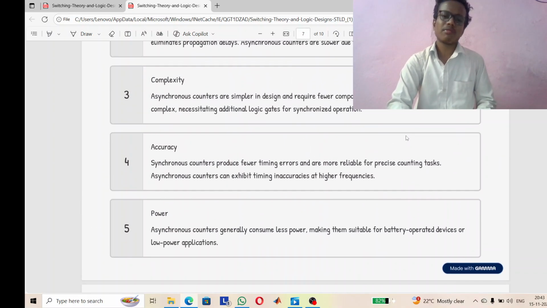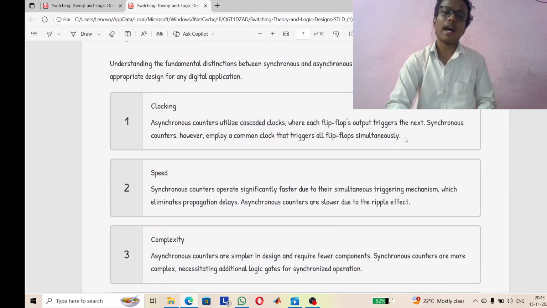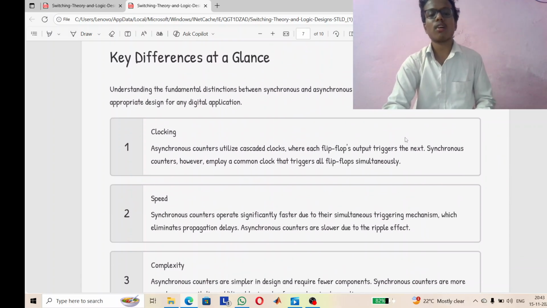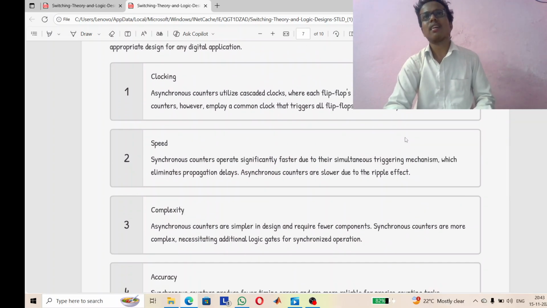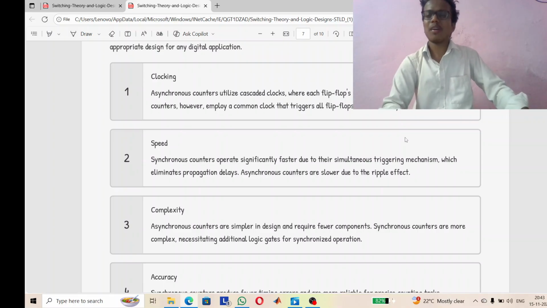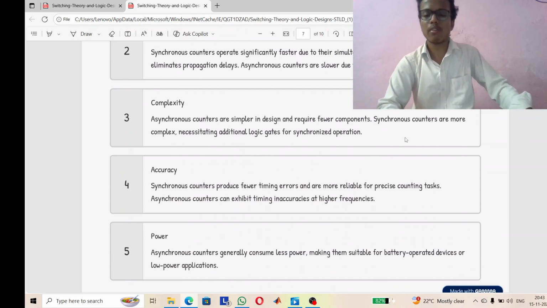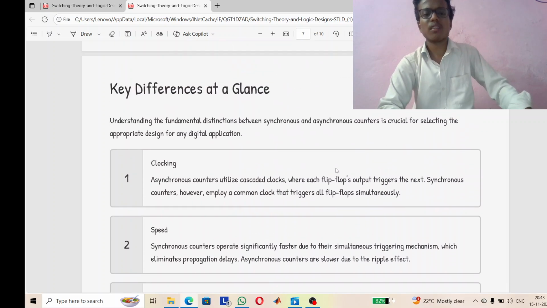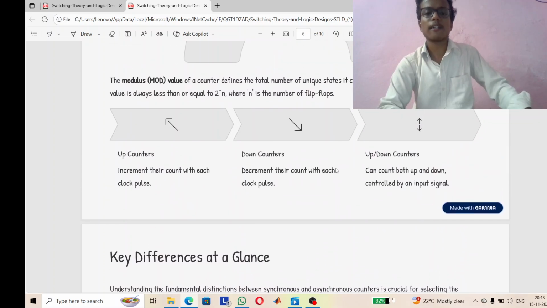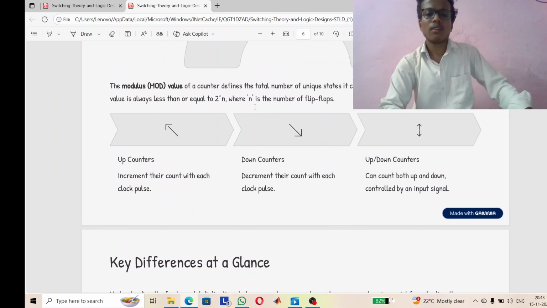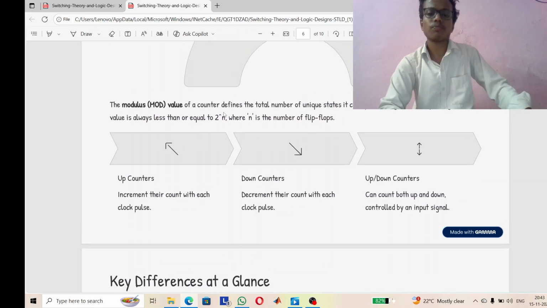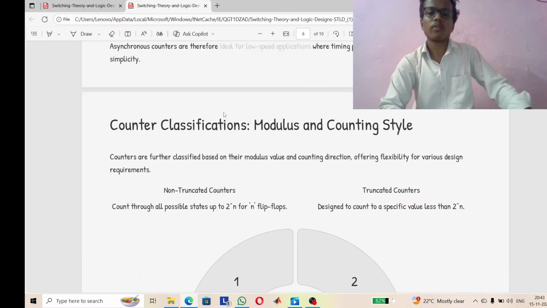Next we see some key aspects of the key differences between the counters in the case of clocking, precision, complexity, speed, accuracy, and power. We also discussed the mod value 2^n.